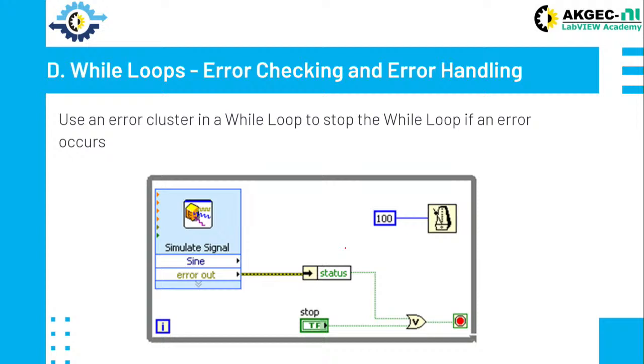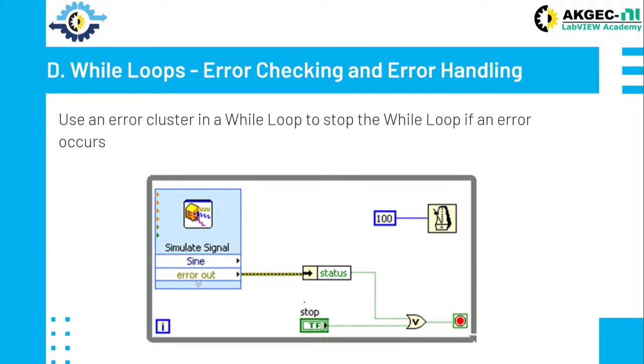In case we are going to check an error in while loop, if an error occurs, then also we will stop that particular function from being executed. So to stop the while loop, we can also go for error checking. This is another way to terminate the while loop. If we simulate a sine signal using this express VI, and an error occurs, then also we can stop the execution of the while loop structure.